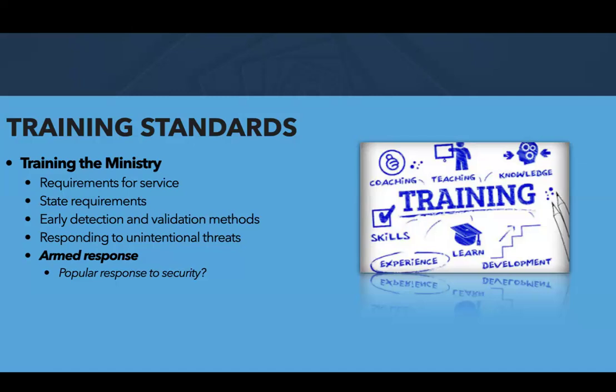Armed response. This is a very popular response in security here. Do you have to have armed response to protect the church or the synagogue? No, you need people that see these things early, that observe them early, that detect them early, and they can actually respond to them and talk to them and actually deter them and turn those adversaries away during these early phases. Okay, those are your training standards.